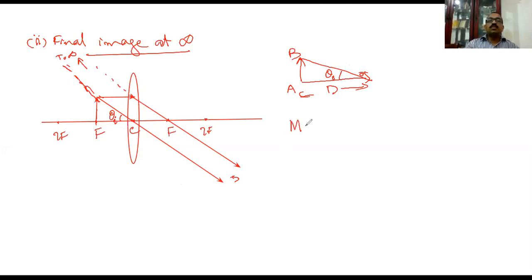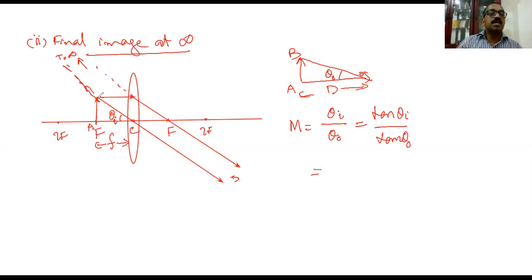So again, if you look at the expression for magnifying power, we have the equation theta I by theta O, which is nothing but tan theta I by tan theta O. Okay, which is, look at the diagram. This is the focal length. So tan theta I, we can write as, say, let me write this as AB by f. How about tan theta O? You look at the second diagram, another diagram. So AB by D. So the expression for magnifying power is D by f.